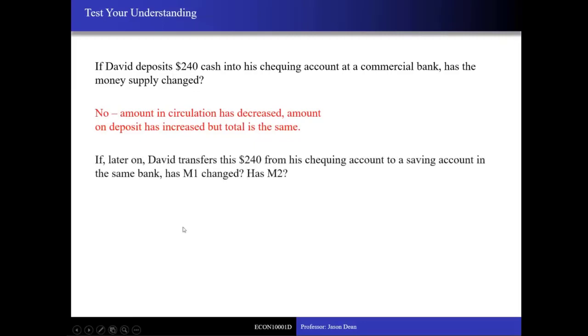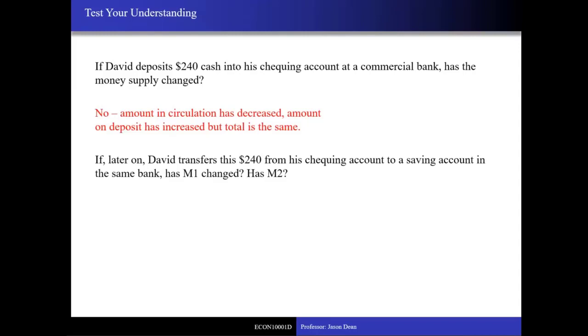If later on David transfers this $240 from his checking account to a savings account, same bank, suppose that's a term deposit, has M1 changed? Anyone want to answer that? M1 will be less because the money now is not going to be in either currency or a demand deposit. It's going to be in a term deposit, like a savings account, which is included under M2. Okay. But would M2 have changed? M2 won't change because it includes M1. If M2 was just the term deposits, then yes, it would increase. But remember, M2 includes M1.